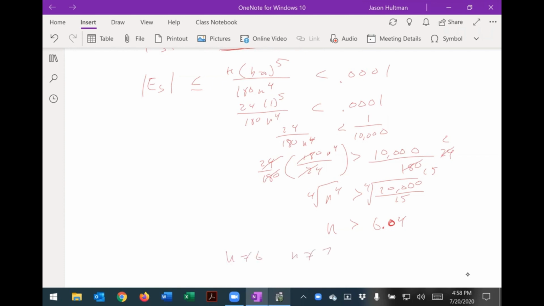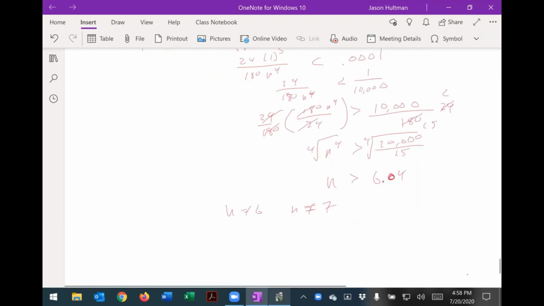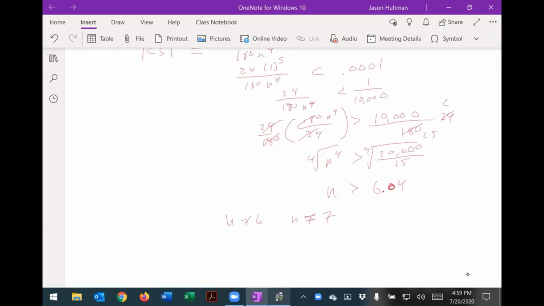Why can n not equal 7? It can't equal 6 because it's too small. But why can n not equal 7? Why does n have to jump to 8? Because it's the nature of Simpson's rule. It has to be even and can't be odd. So n is equal to 8. It must be even, and 6 is too low.